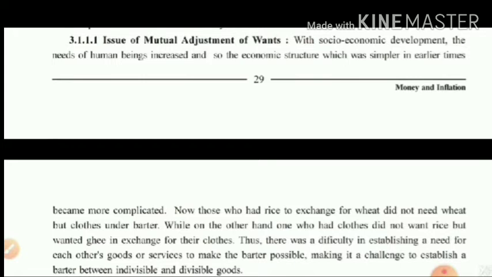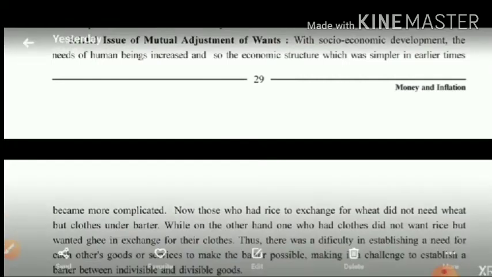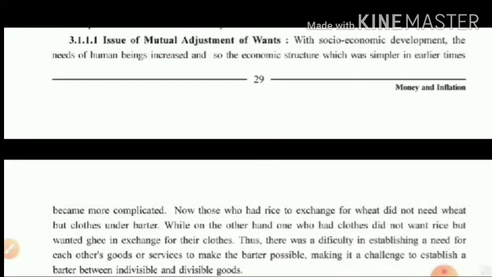Many a time it may happen that whatever you want may not be the need of the other one. Suppose you have something with you and you want to exchange it with the other, but the other person doesn't have a requirement for that good, then there would be no trade. So let us understand that particular topic.